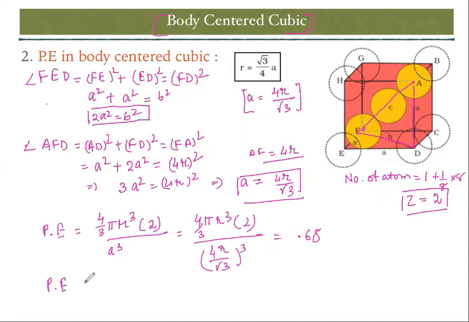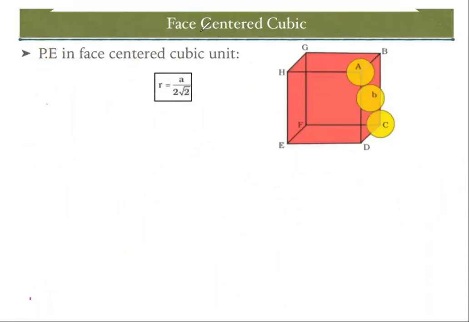That is the packing efficiency. Now the percentage of packing efficiency: multiply this value by 100, so this is 68%. Percentage of void: how can you get it? 100 minus 68%, that is 32%. Now let us derive this for the face-centered cubic cell.